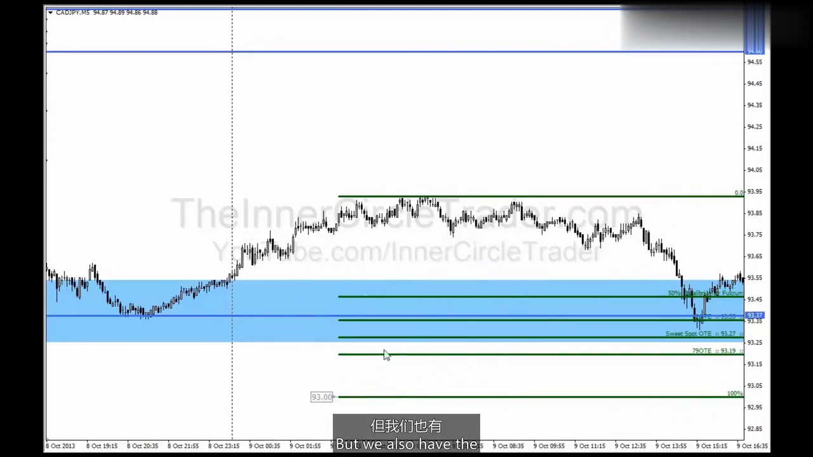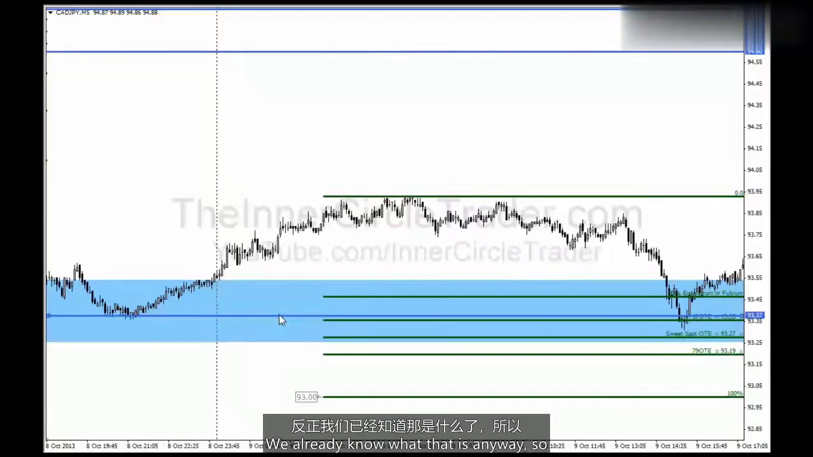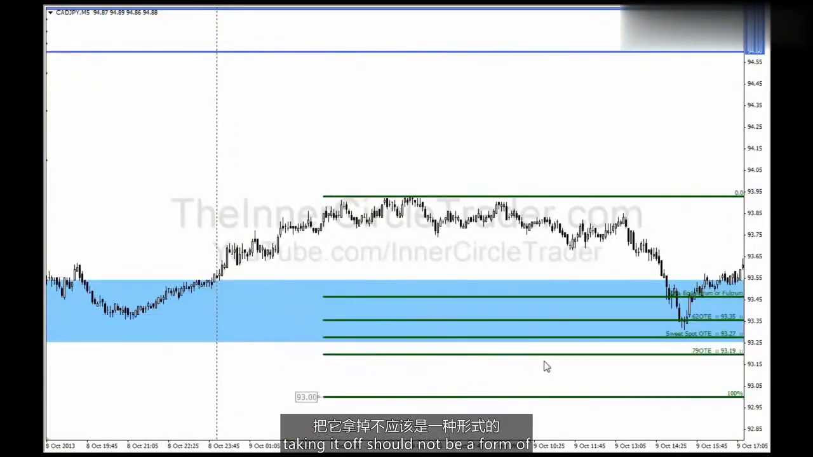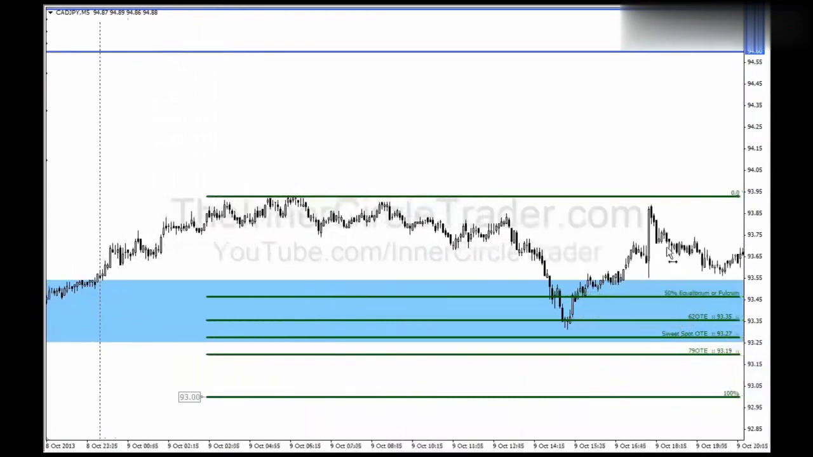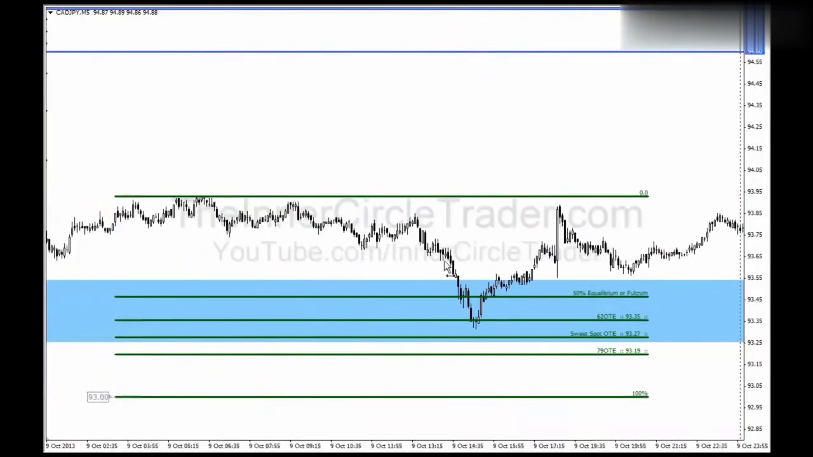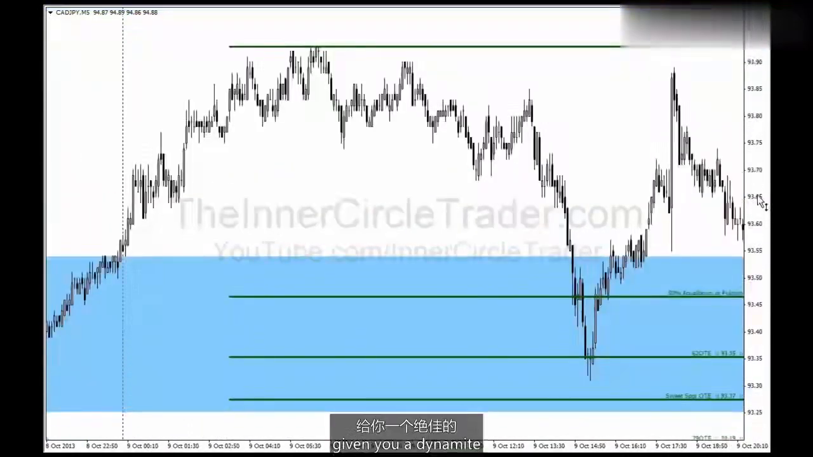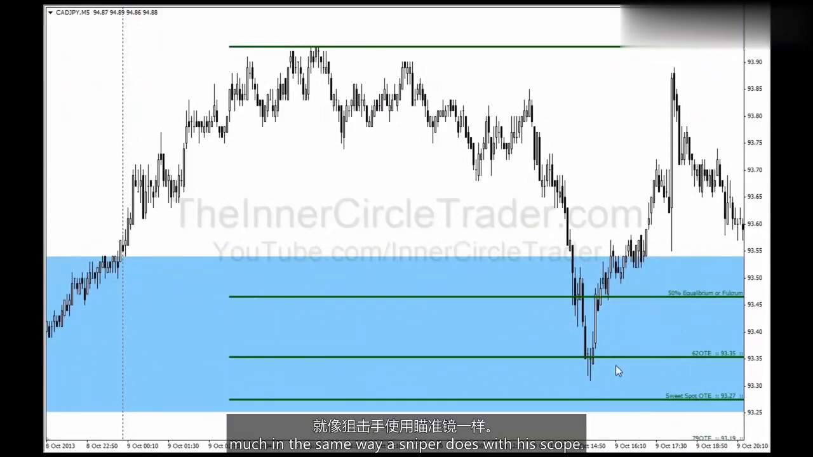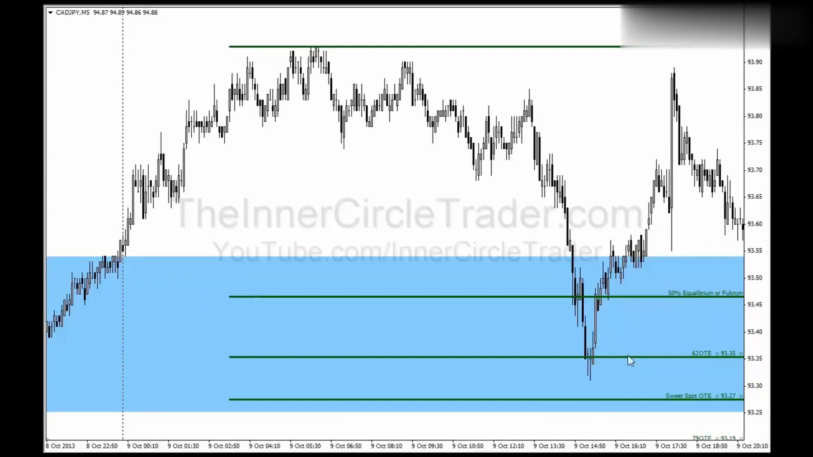Okay, but we also have price coming right down into, and it's a little difficult to see. Let me take this horizontal line off. We already know what that is anyway, so taking it off should not be a form of confusion for you. The price comes right into that 62% retracement level. Okay, it turns on a dime, and you get that same turn. So either or would have been applicable for you here, and it would have given you a dynamite entry point where you've really zeroed in much in the same way a sniper does with his scope. He zooms in and gets the kill shot here.